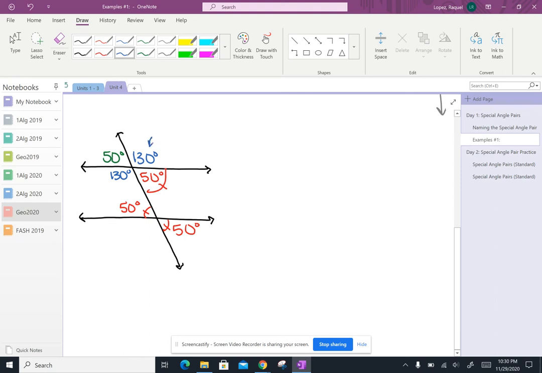And then this one is a corresponding angle to this angle. So this is 130, which means the vertical angle opposite to it is also 130.